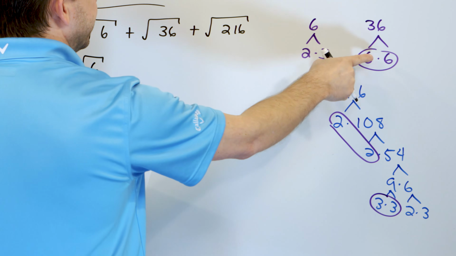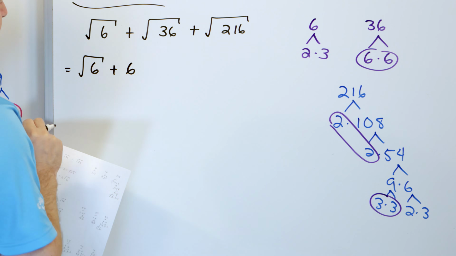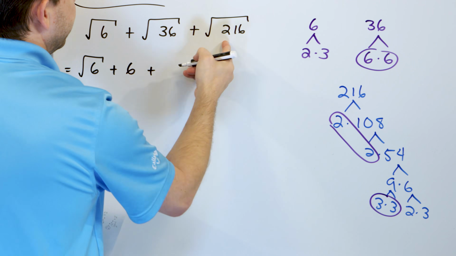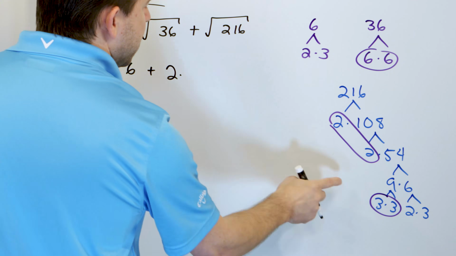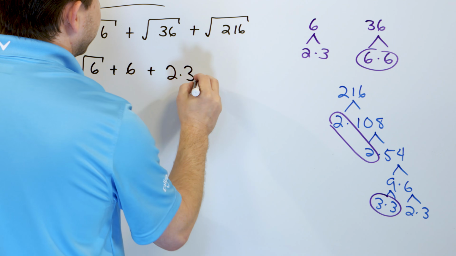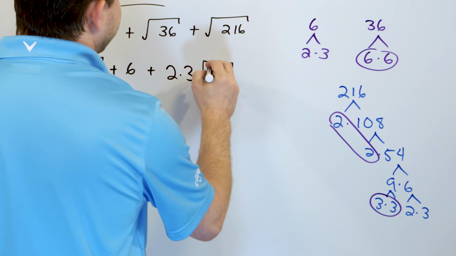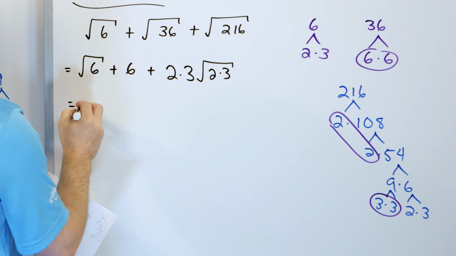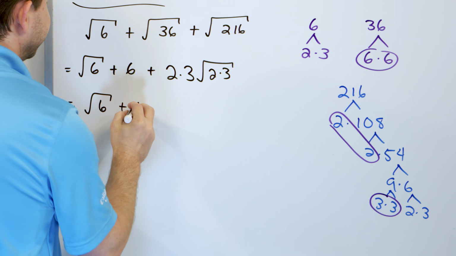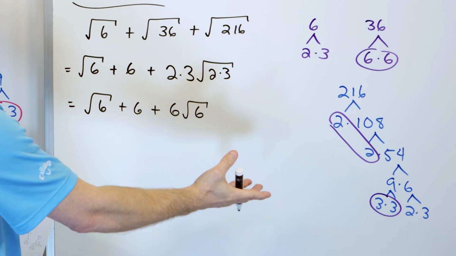The square root of 36 came out to a single 6. You should know that already because 6 times 6 is 36. And then the 216, the root of that, comes out to a single 2 that comes out, a single 3 that comes out multiplied with it, and then underneath is everything that's left, which is also multiplied together, 2 times 3. So I'm writing this 2 times 3. So the next line is going to be square root of 6 plus 2 times 3 is 6, square root of 6. Now you can see what's going to happen.